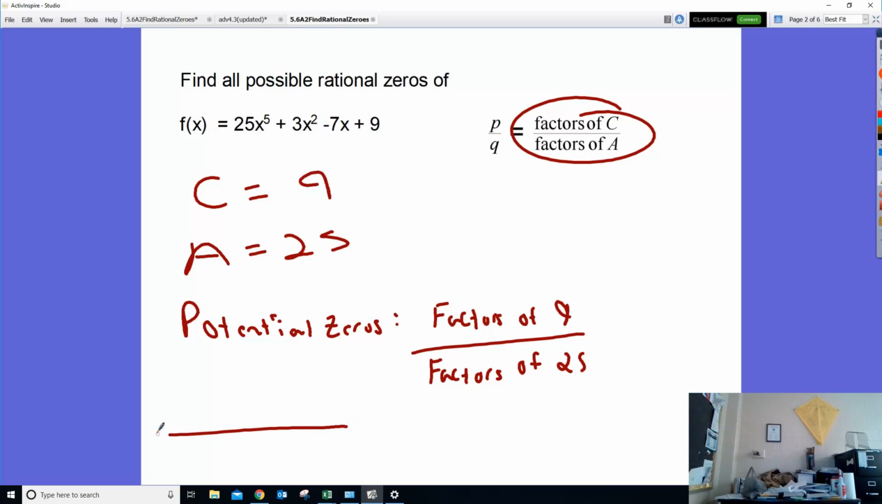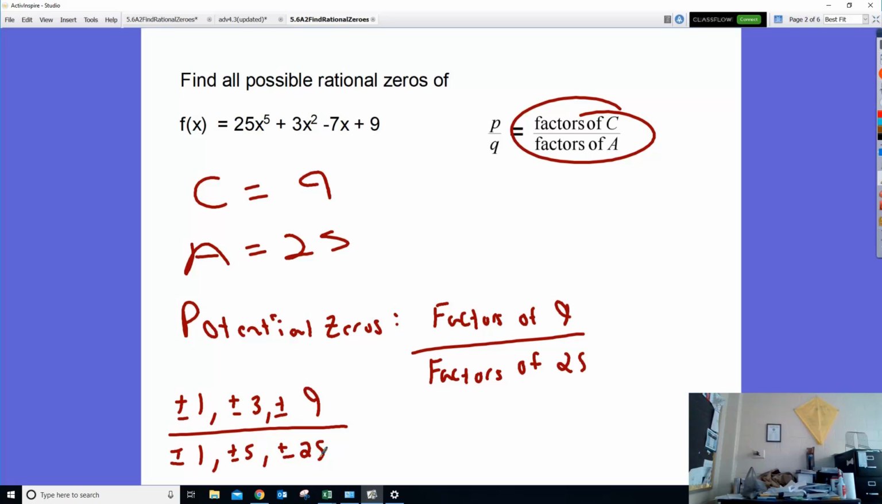So what I would do is I'd start off by saying plus or minus 1, plus or minus 3, plus or minus 9. Now, the reason I do plus or minus is because I can have a negative times negative and get back to a positive 9, right? So it's either positive or it's negative. Over in factors of 25. What's your list for factors of 25? 1, 5, and 25. Plus or minus 1, plus or minus 5, and plus or minus 25. There's my list. I just got to do the math here.